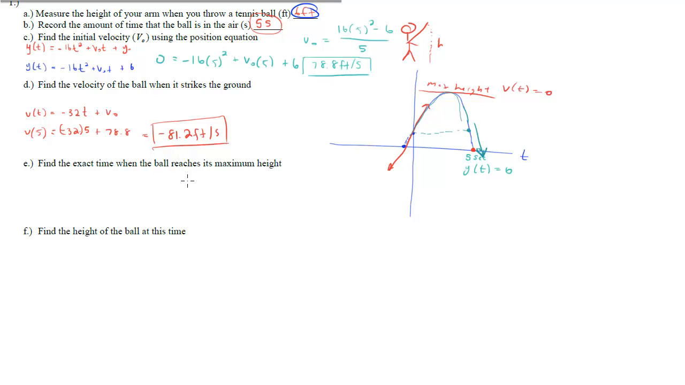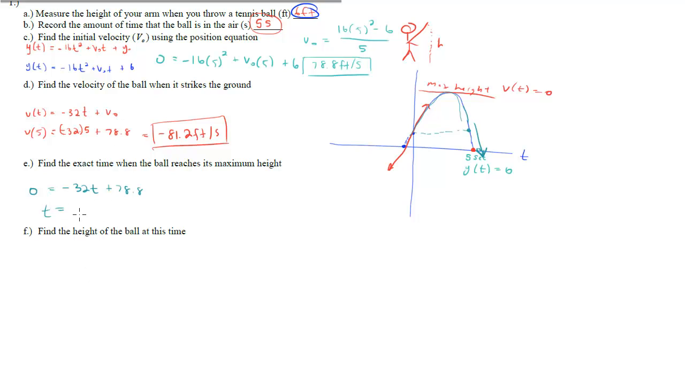Find the exact time when the ball reaches its maximum height. Well, when it's at its maximum height, we determine v is 0. So we'll just set this equation to 0. 0 equals negative 32t plus 78.8. All right, we're just trying to find out when the velocity is 0. And so we don't know what the time is, but we know when v of t is 0, the v of t term is going to be 0, and we already know our initial velocity term.